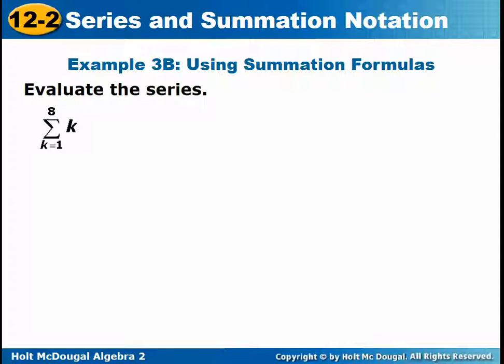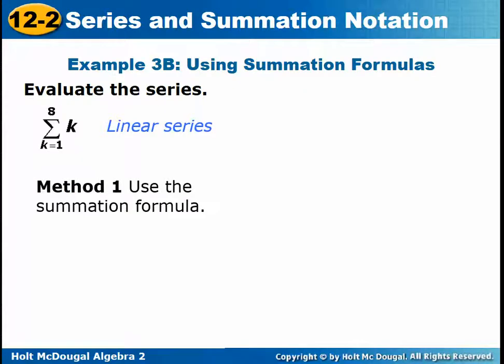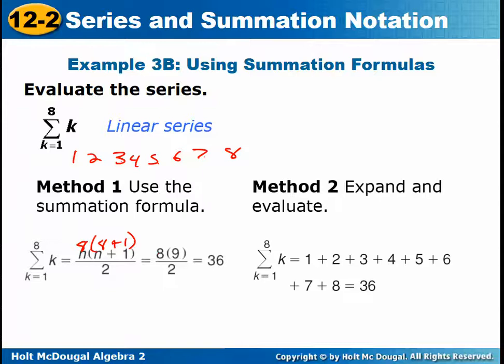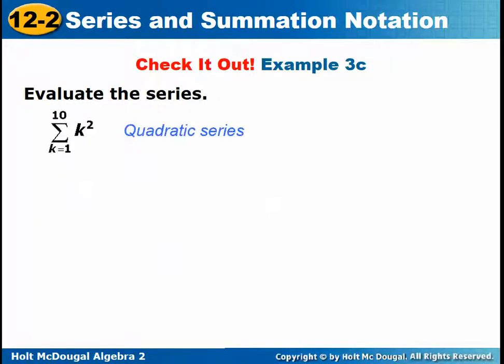Okay, is this a constant series, a linear series, or a quadratic? This one is linear when it's just k. So we can use the formula that says we take n times n plus 1 all over 2. And our number of terms is 9. 1, 2, 3, 4, 5, 6, 7, 8. Oh, it's 8, sorry. 8 terms. And so I use that for n, 8. And this would be 8 here. 8 plus 1 is 9. So we have 8 times 9, and then divide that by 2. So 72 divided by 2 is 36. You could also write all of those out, 1 plus 2 plus 3 plus 4 plus 5 plus 6, and you would get the same answer.